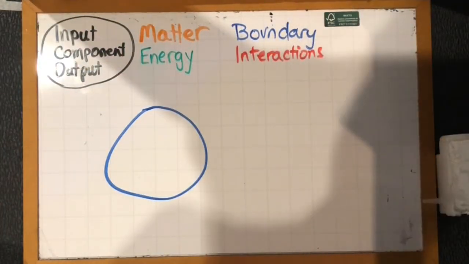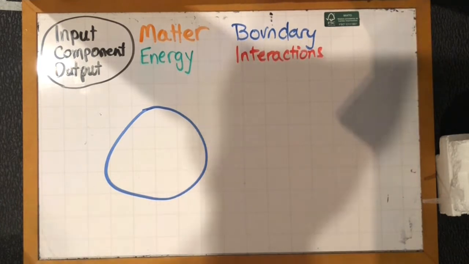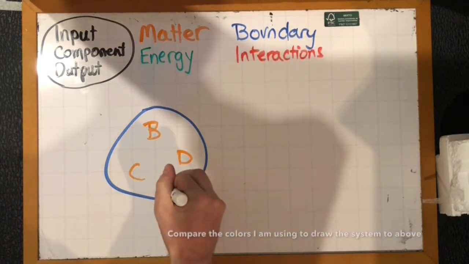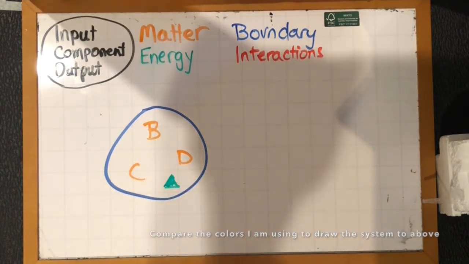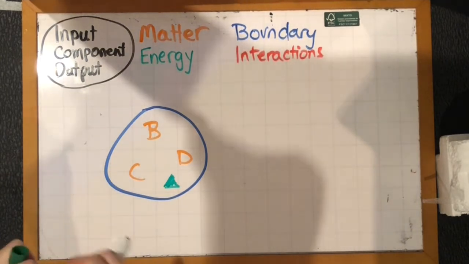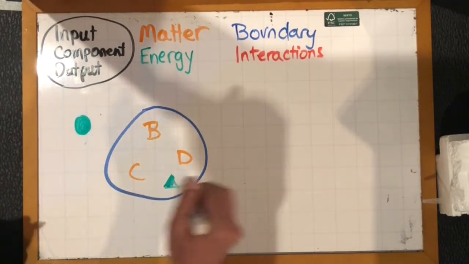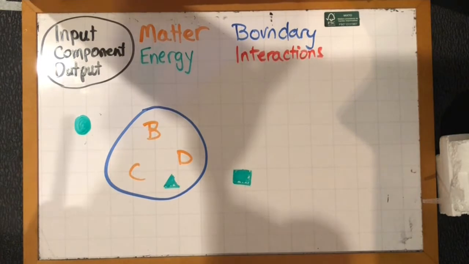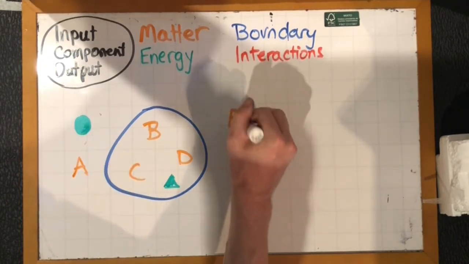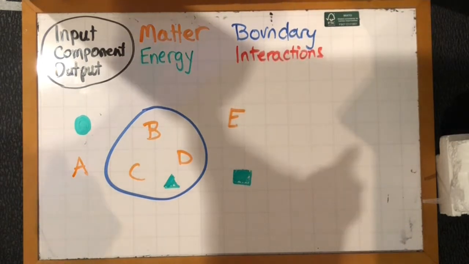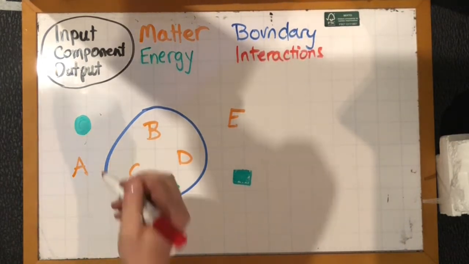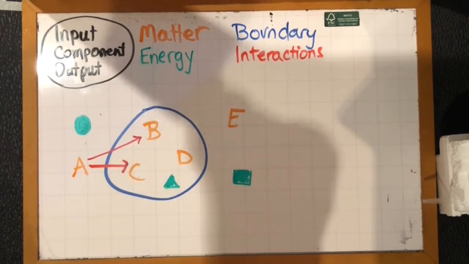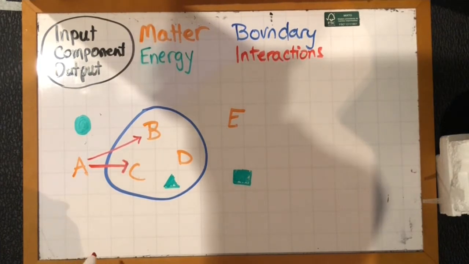Now, within the boundary contain the components, which can be matter or energy. These things can also be inputs and outputs. How we know what is an input and an output is based on the direction of the arrows that we use to draw, indicating direction.